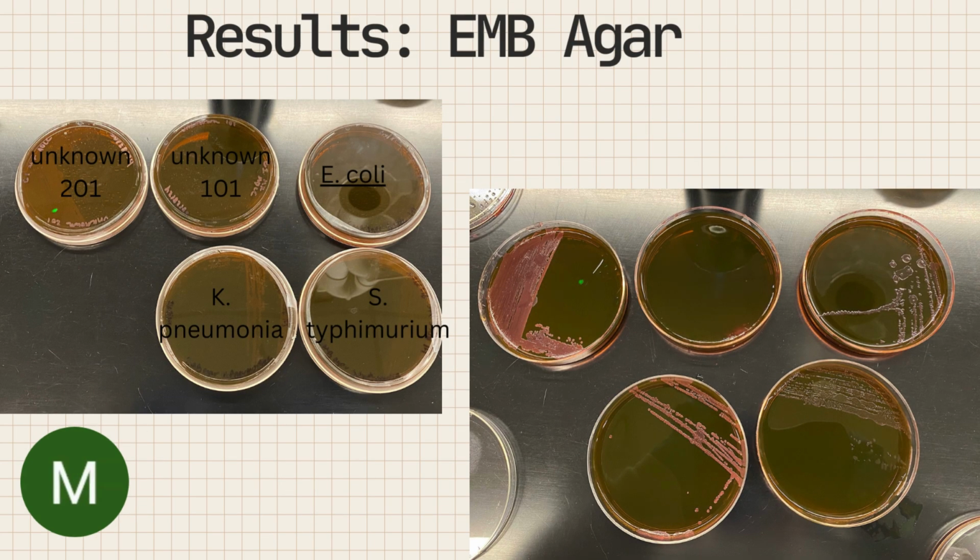EMB agar plates are useful so that we're able to grow gram-negative bacteria. It also helps with the differentiation between lactose fermenting and lactose non-fermenting bacteria. Here we can see how unknown 201, E. coli, K. pneumoniae, and Staphylococcus show bacterial growth. E. coli, Staphylococcus, and K. pneumoniae are gram-negative, therefore that's why there is growth. Unknown 101 shows no growth.